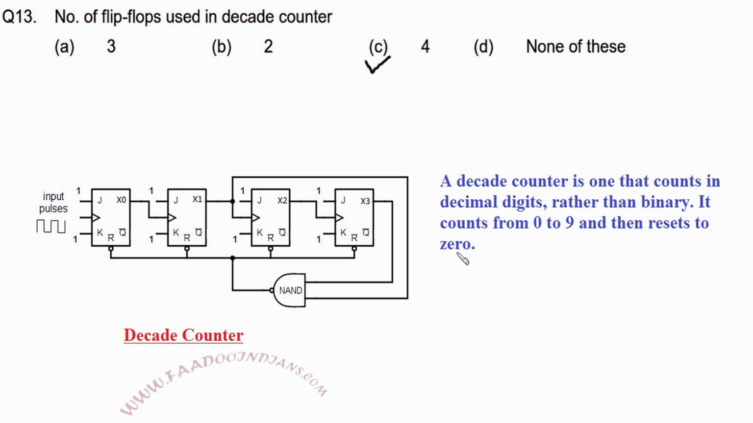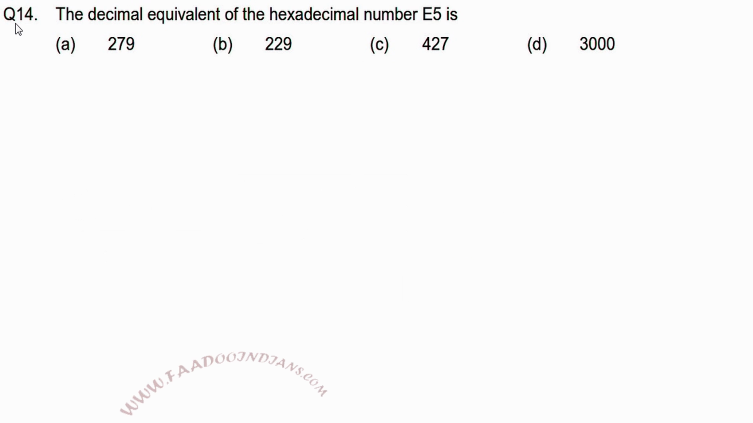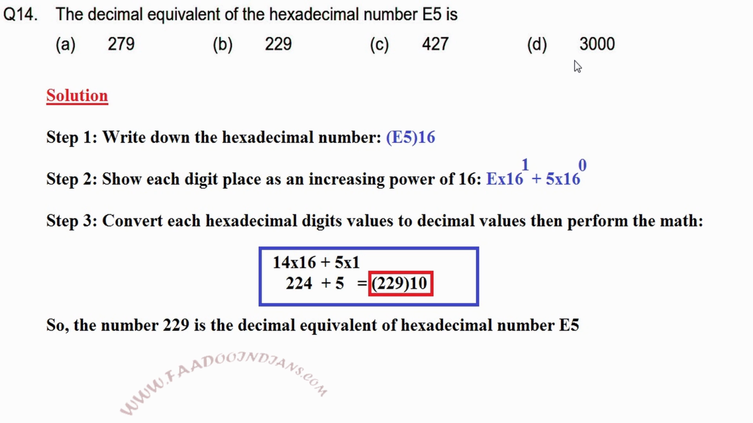And it will reset to 0 afterward. 14th, the decimal equivalent of the hexadecimal number E5 is. So these are the steps.